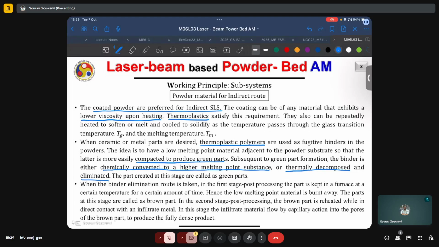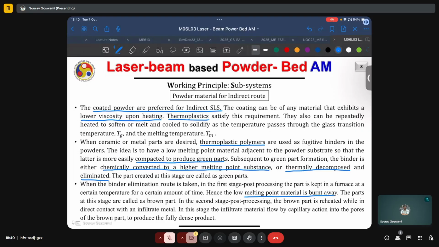The part created at this stage is called the green part. When the binder elimination occurs, the part is kept in a furnace at a certain temperature for a certain amount of time. Hence, the binding material is simply burnt away. The parts at this stage are called brown parts.